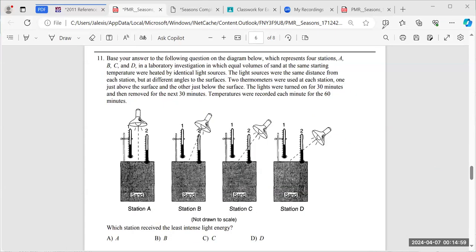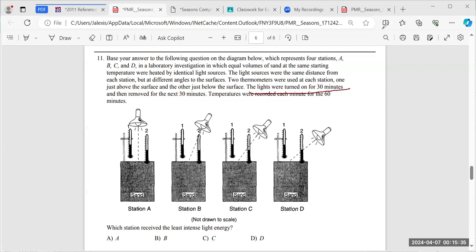All right, number 11 says, base your answer to the following question on the diagram below, which represents 4 stations A, B, C, and D in a laboratory investigation in which equal volumes of sand at the same starting temperature were heated by identical light sources. The light sources were the same distance from each station, but at different angles to the surface. 2 thermometers were used at each station, one just above the surface and the other just below the surface.